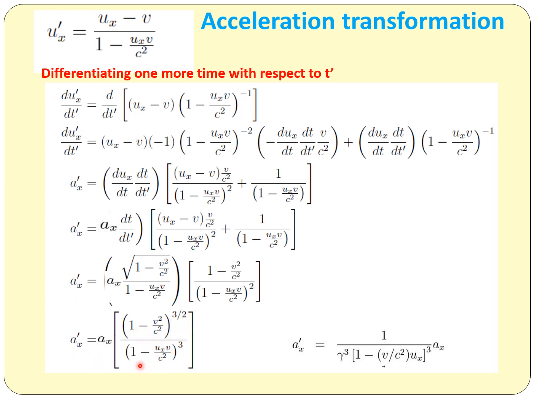And finally we have ax prime equal to ax times (1 minus b square by c square) to the power 3 by 2, and in the denominator 2 power is here and 1 power is here, so it will give us (1 minus ux b by c square) to the power 3. In terms of gamma, 1 upon gamma means 1 upon under root 1 minus b square by c square, so it will be 1 upon gamma cube. So ax prime equals ax by gamma cube, times this whole term (1 minus ux b by c square) to the power 3. So this is the acceleration component relation between the ax prime coordinate and the ax coordinate.